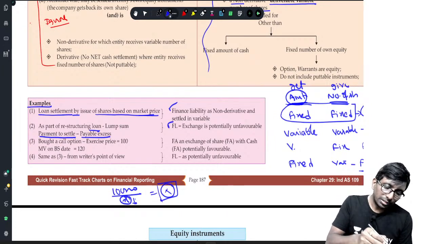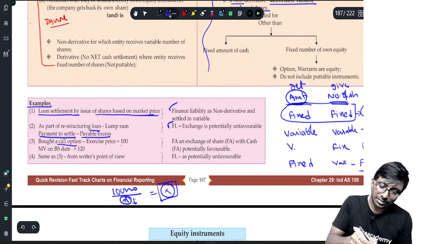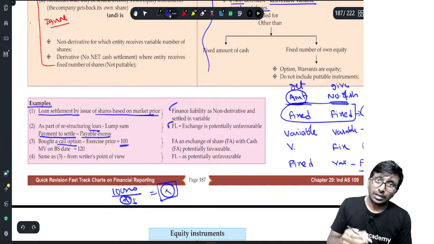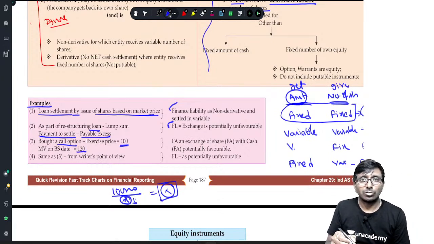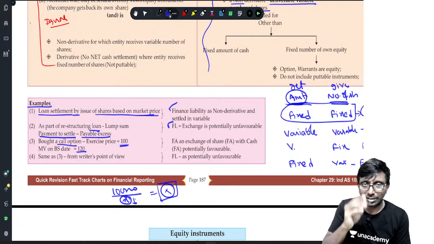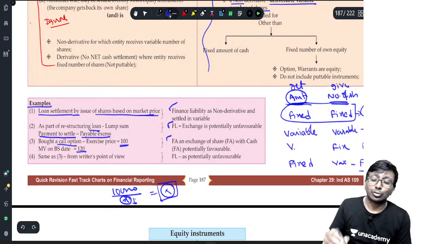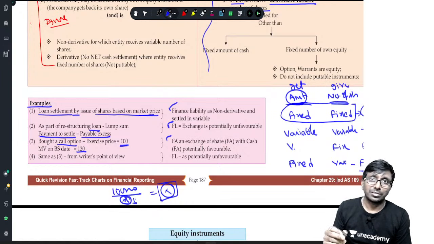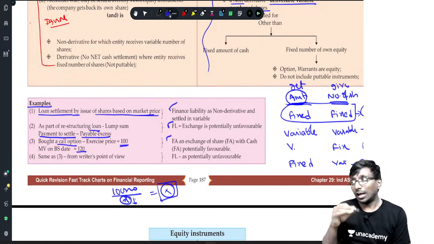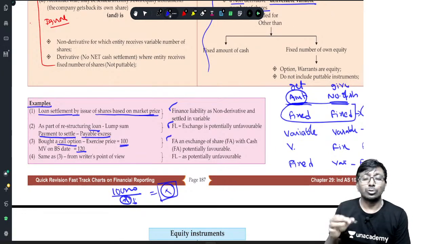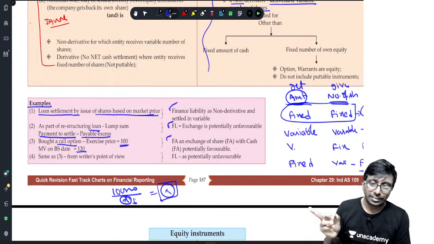Got it? Right. We bought a call option. The exercise price is equal to 100, and the market value is equal to 120. We have a call option. The market rate is 120, and I can buy it at 100. That means it is in the money. Yes, that means the 20 is a financial asset to me, and for the writer of the option, it is a financial liability. I will record the financial asset, with the debit going to the income or profit and loss account, and the other party will record the loss account debit against the financial liability.